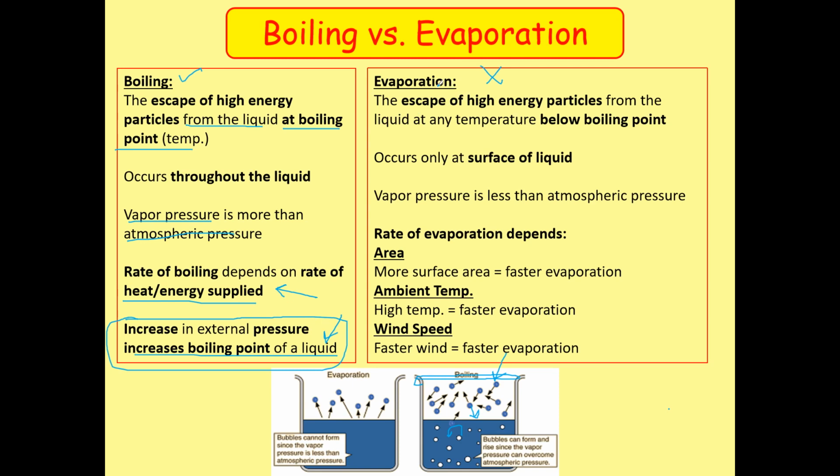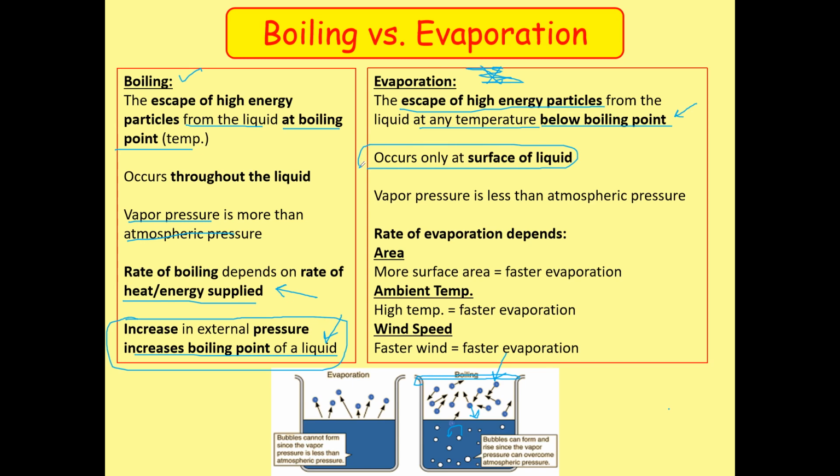Now let's come to evaporation, right? We're going to remove this cross. So what is evaporation? It is just like boiling. It is also the escape of high energy particles from the liquid at any temperature. Now this is the important factor, that this is at any temperature which is below the boiling point. This is not at boiling point, but instead this could be even at room temperature or even slightly above the freezing temperature, but it needs to be below boiling point, because at boiling point we would have boiling and not evaporation, right? And it only occurs on the surface.